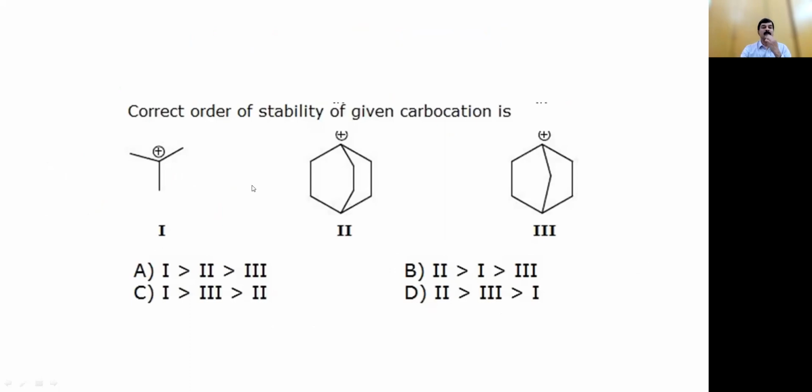Look at here. Which is more stable naturally? The positive charge at bridgeheads is not at all stabilized. Therefore, simple tertiary butyl, this is more stable, one is more. Then flexibility is more in this. So 1 is greater than 2 is greater than 3. This is the answer.